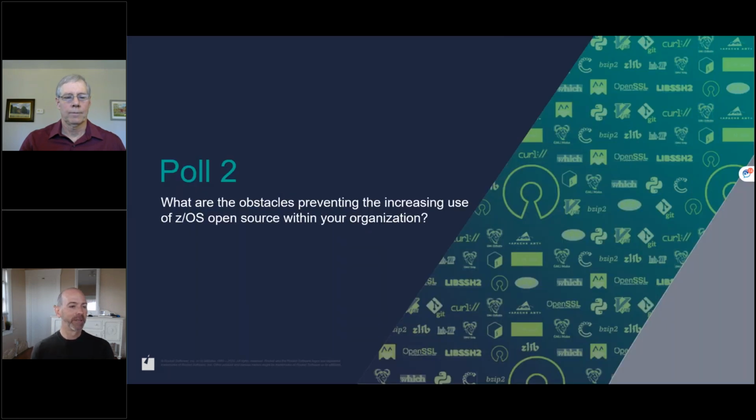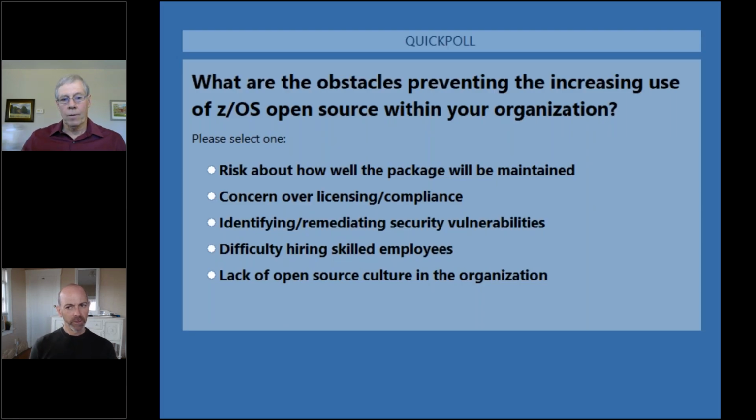Another poll question. All right, folks, here we go with our second poll. Are you all ready? What are the obstacles preventing the increasing use of z/OS open source within your organization? Please select one. Risk about how well the package will be maintained. Concern over licensing and compliance. Identifying and remediating security vulnerabilities. Difficulty hiring skilled employees. Lack of open source culture in the organization. All right, we'll give everybody 20 seconds to think that through, because it may be difficult to just pick one, but please do.